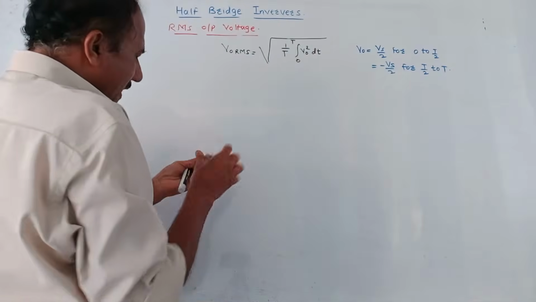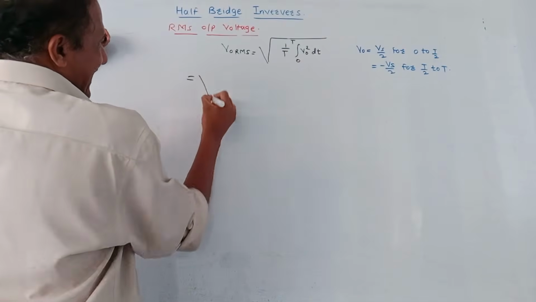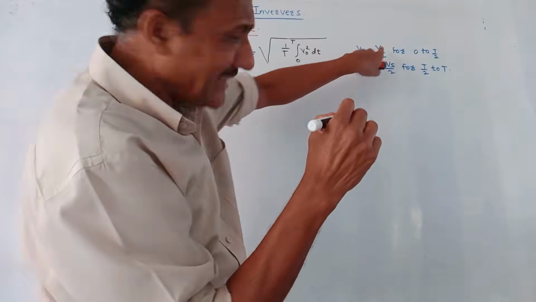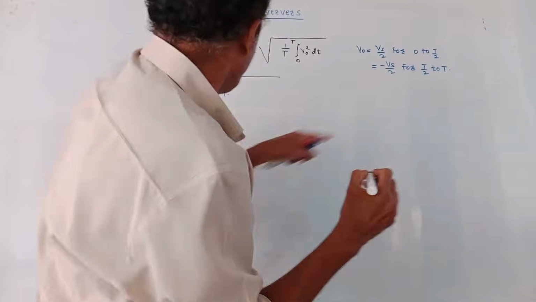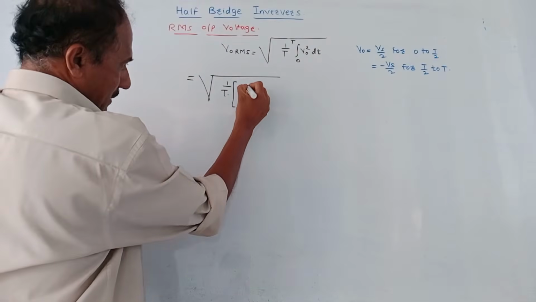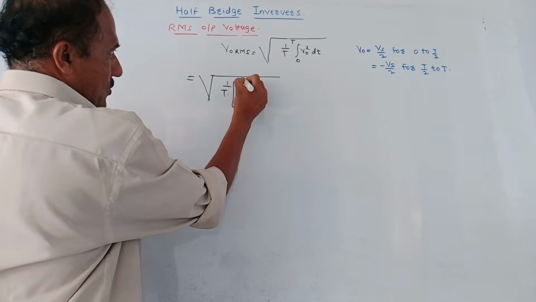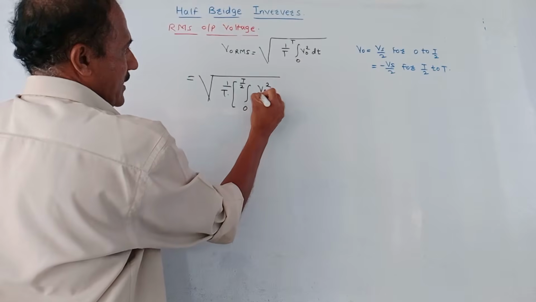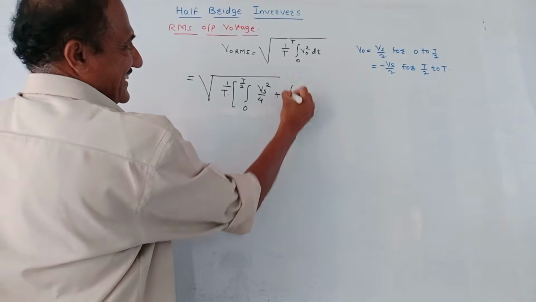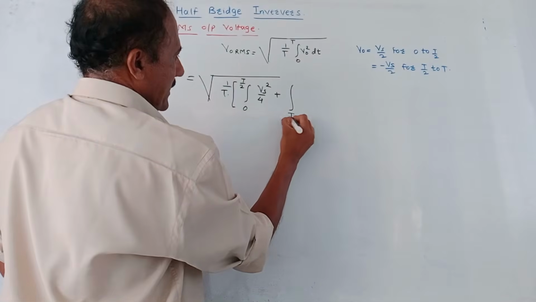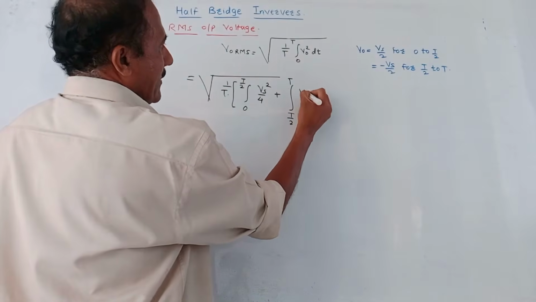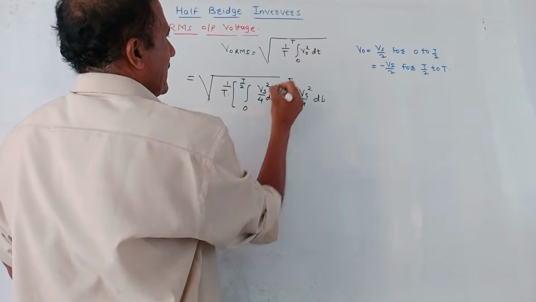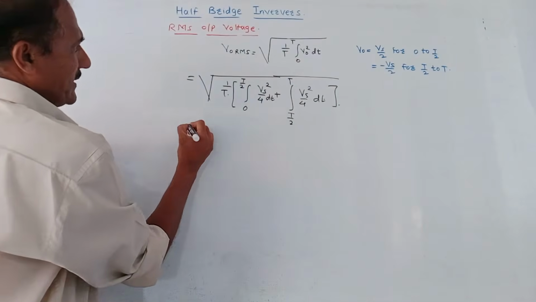Now let us put the values in this formula. This can be written as under root of 1 by T, V0 square, and there are two intervals. The first interval is 0 to T by 2, so I will make one square bracket. First integration 0 to T by 2 of V0 square, that becomes Vs square upon 4, plus the second interval T by 2 to T, again this square, that is Vs square by 4, dt. Everywhere the variable is dt. Let us simplify this equation.